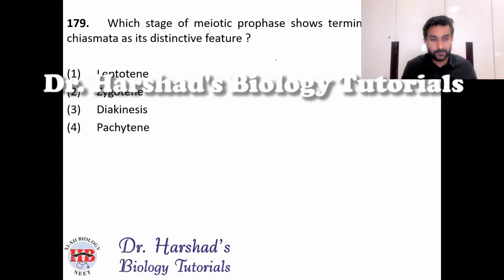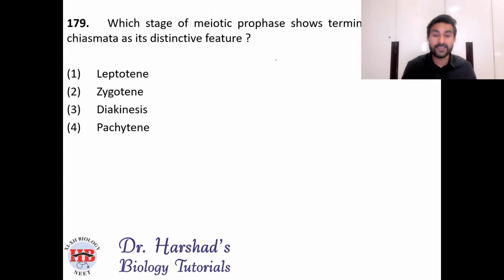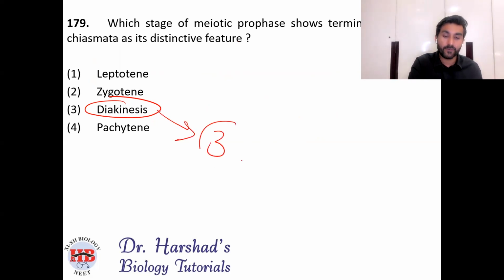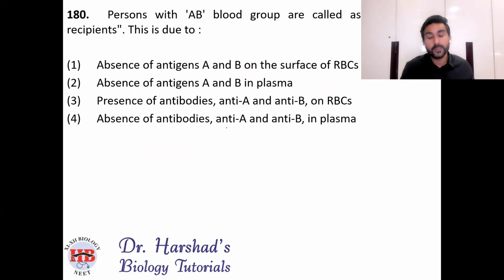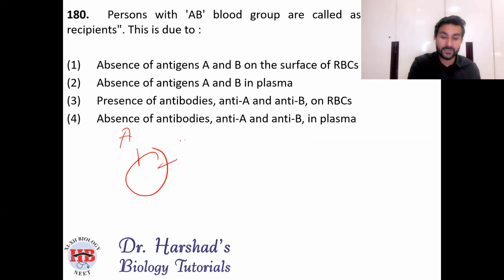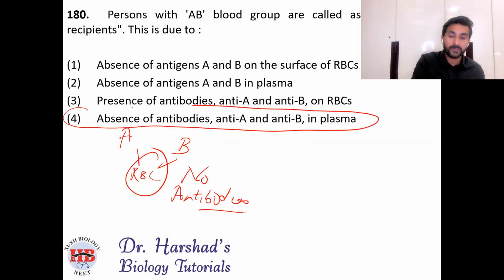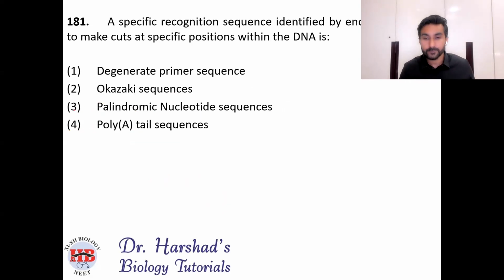Which is the stage of meiotic prophase that shows terminalization of chiasmata? Again, a straightforward question. Terminalization, whereby the point of crossing over goes to the end, is the step of diakinesis. Straightforward answer, option number 3. Person with AB blood group. If you remember, AB blood group has A antigen and B antigen on the RBC, and he has no antibodies in the plasma. No antibodies in the plasma. Again, that's the answer, option number 4.